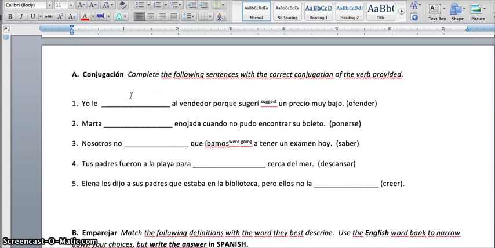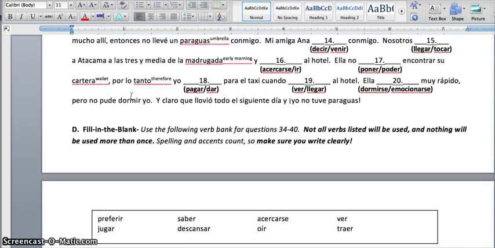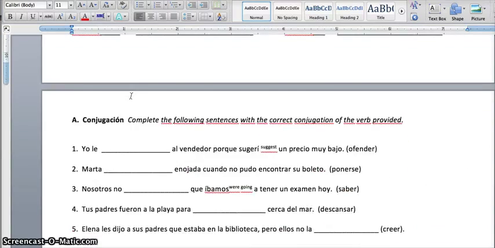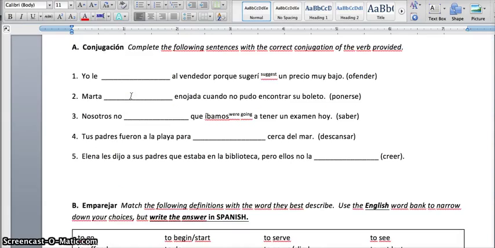Conjugación. So now we're going to conjugate these. And actually, I'm going to have to do a third video, and I'm going to do it all with these conjugations. Okay? So see you in the next video.